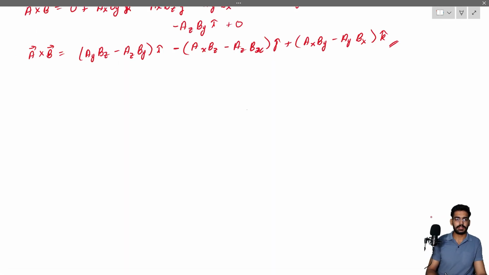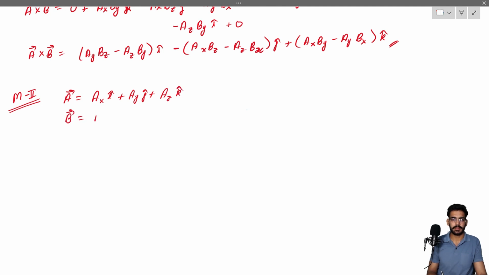Now we have method 2. So what is method 2? Let's see what vectors we had. Vector a is ax i cap plus ay j cap plus az k cap, right? And vector b we had as bx i cap plus by j cap plus bz k cap, right? These two vectors we had.